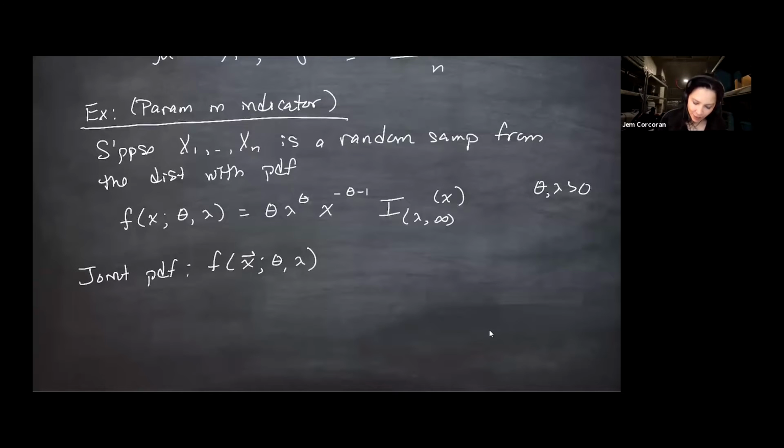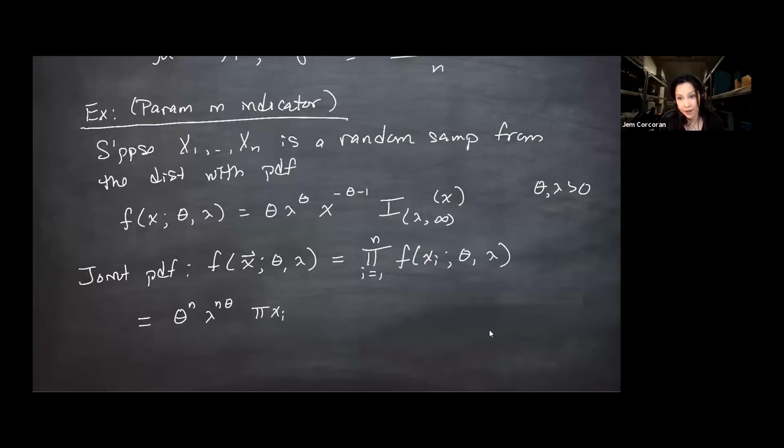Let's go. Okay, so if you multiply this out, because these guys are IID, you get to multiply individual PDFs together. And I'm just going to cut to the chase here and write down the simplified thing. I've got theta to the n, lambda to the n theta, and I have a product of xi, each raised to the minus theta minus 1, but that's the same as taking the product and raising it to the minus theta minus 1, which is going to be a little easier in the end. So that comes from the product of each xi raised to that power.